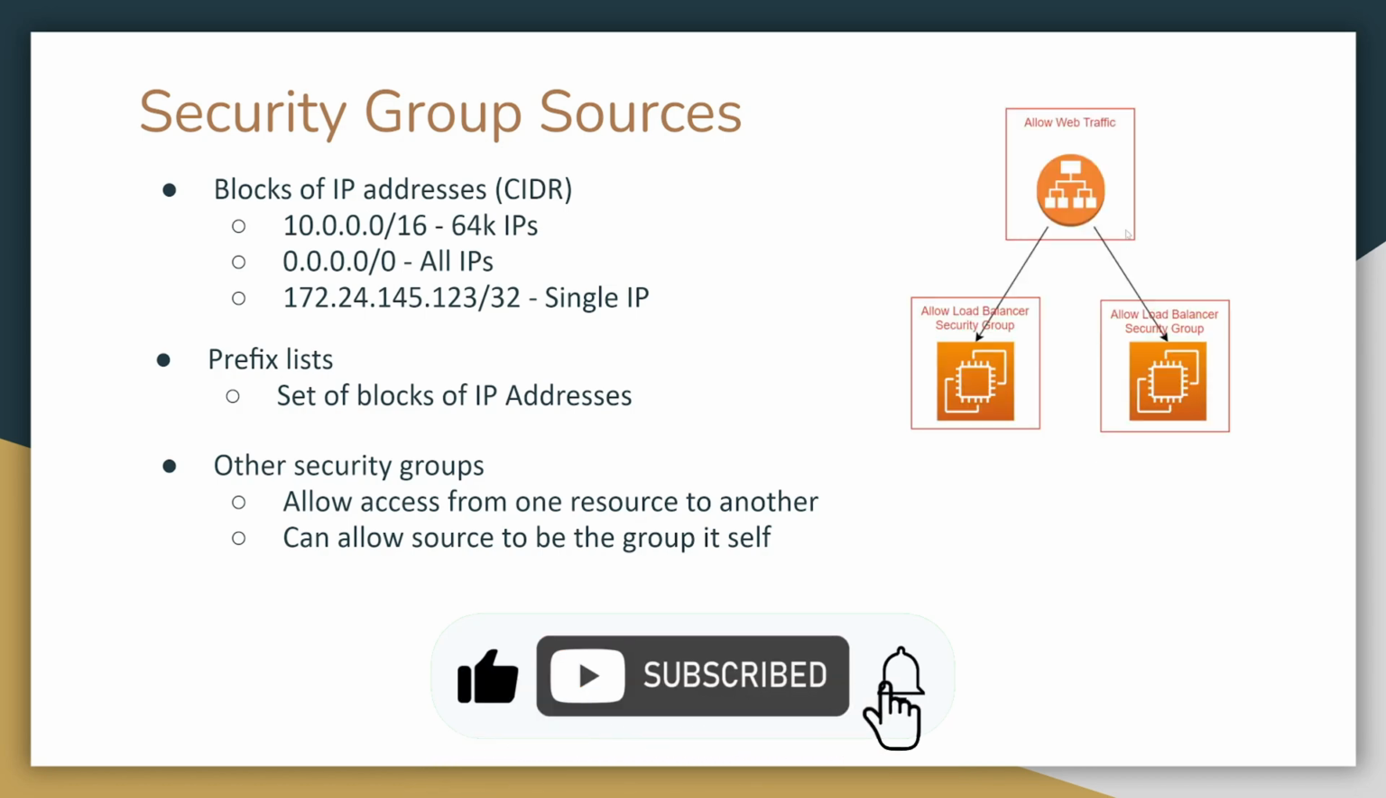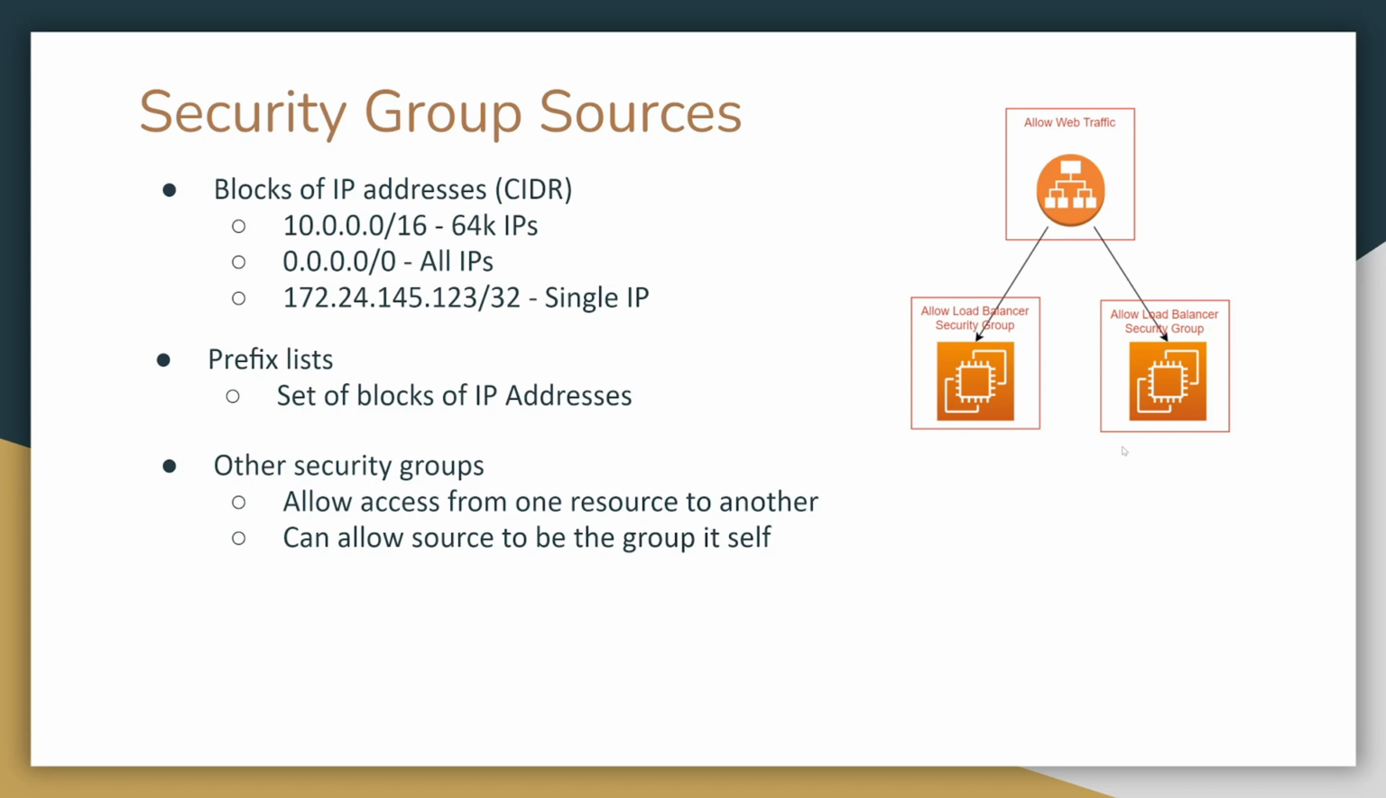Let's take a look at the examples. For example, we have a load balancer that has a security group that allows web traffic. And then we have EC2 instances that this load balancer balances, and those instances have another security group that allows access from the security group of the load balancer. In such a way, you are allowing access to the EC2 instances from the load balancer.